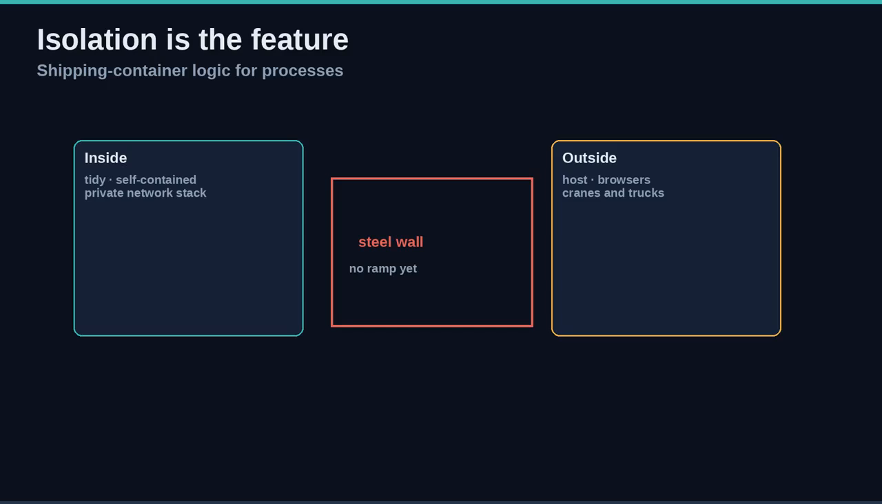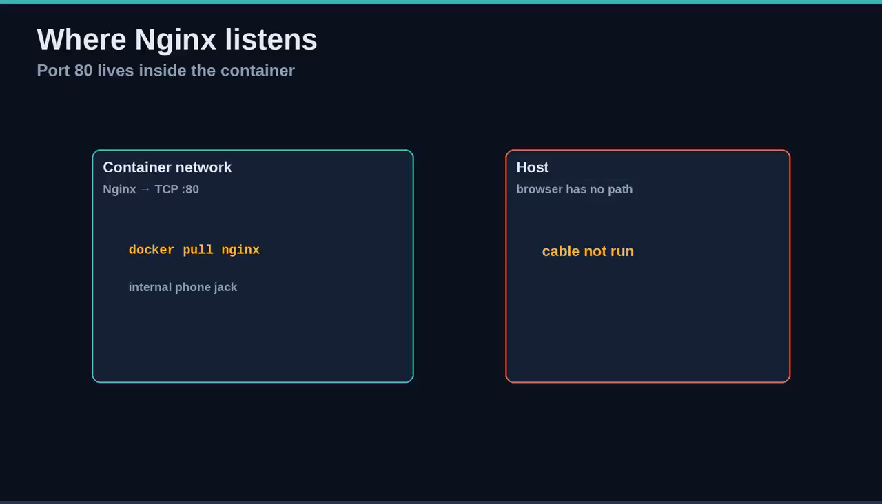The missing piece is the doorway. So where does the classic web server actually listen? Inside the container, Nginx expects traffic on port 80, the familiar HTTP port. That is an address on the container's private network stack, not on your laptop.